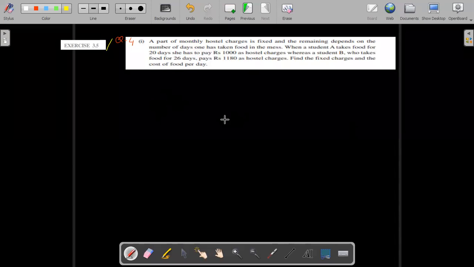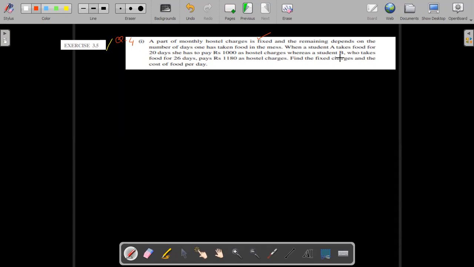Now we have a word problem. On solving word problems, first we have to make the equations from the two conditions, and then we can solve by any method. Here it will not be mentioned to solve by this method or that method when you get the word problem. A part of monthly hostel charges is fixed. The remaining depends on the number of days one has taken food in the mess.